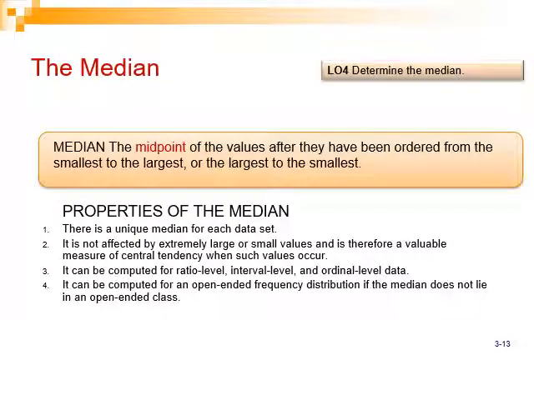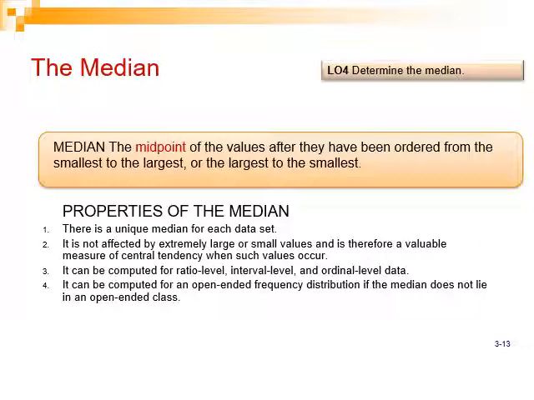Okay, let's move to the third measure that we have here in the measures of location, or measures of central tendency. What is the median? The median is the midpoint of the values after they have been ordered from the smallest to largest or the largest to smallest. We just order the values first and find the midpoint. We have already covered the properties of the mean. Now we want to know the properties of the median.